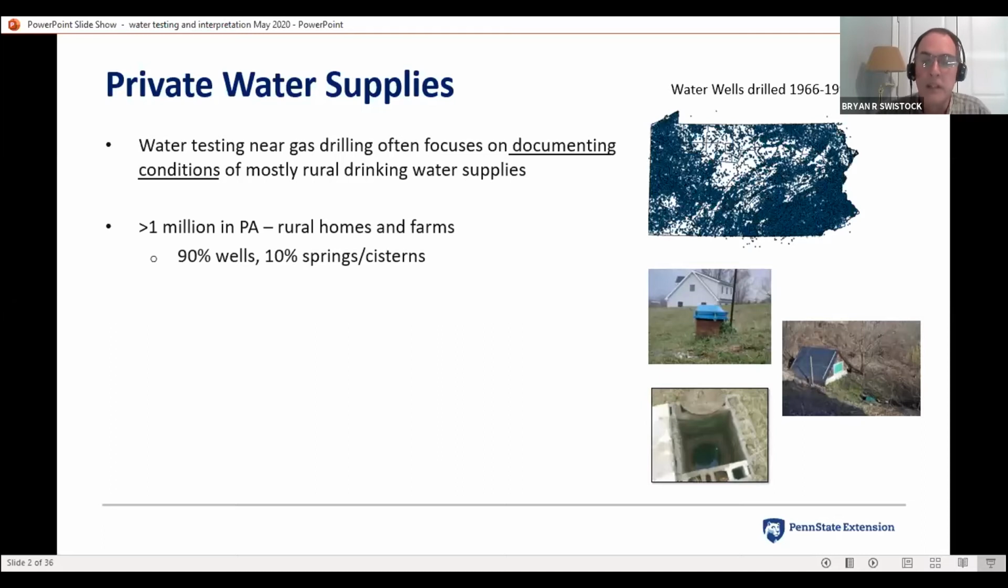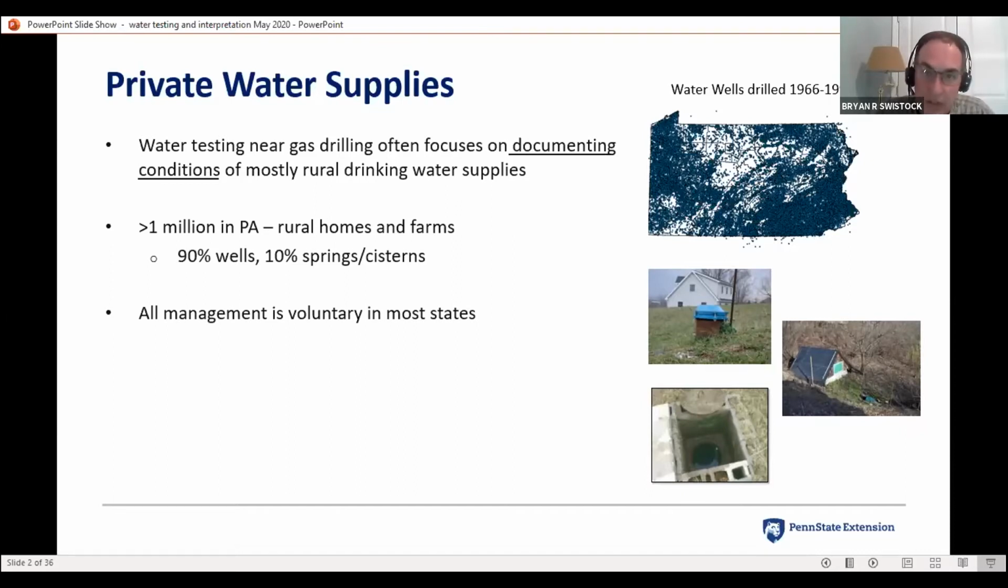In Pennsylvania, these private water systems, and I do realize there's folks from all over the country here, and I'm going to try to keep it as non-specific to Pennsylvania as possible, but just to give you examples, here in Pennsylvania we have roughly 1 million private water systems. That map in the top right shows at least some of the water wells in Pennsylvania. So they're very densely located all across the rural areas of the state. Roughly 90% of these are drilled wells in Pennsylvania. About 10% are either springs or cisterns.